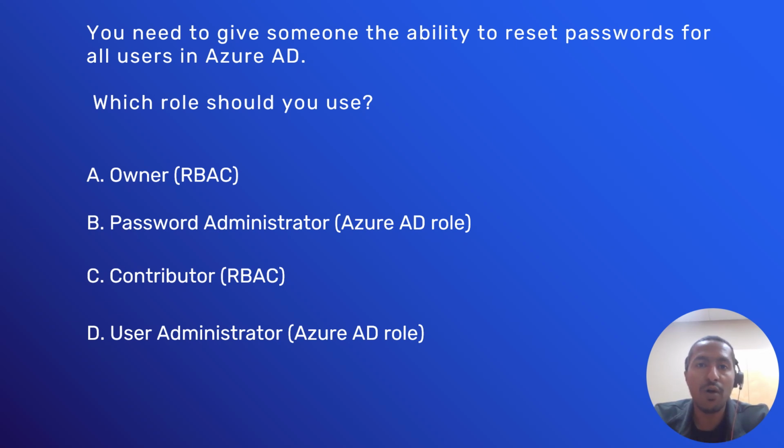So let's go through options one by one. Option A, owner RBAC. The owner role in Azure RBAC gives full control over Azure resources like VMs, storage accounts, and resource groups. But it doesn't apply to Azure AD objects like users or passwords. So this role is powerful, but completely irrelevant in this case.